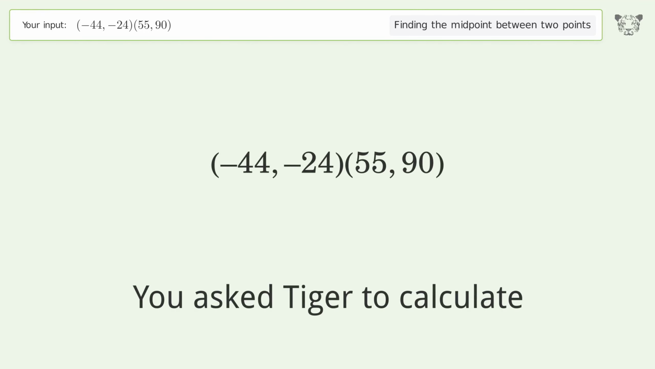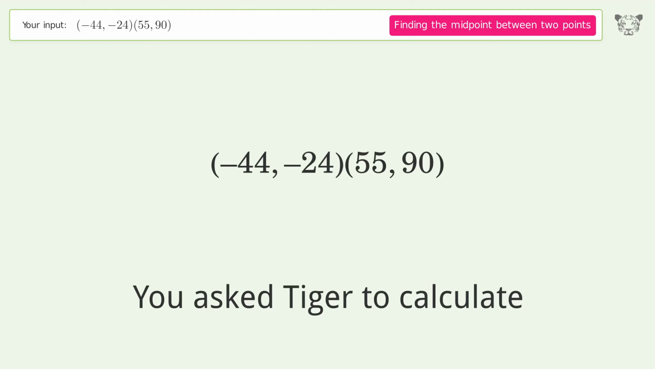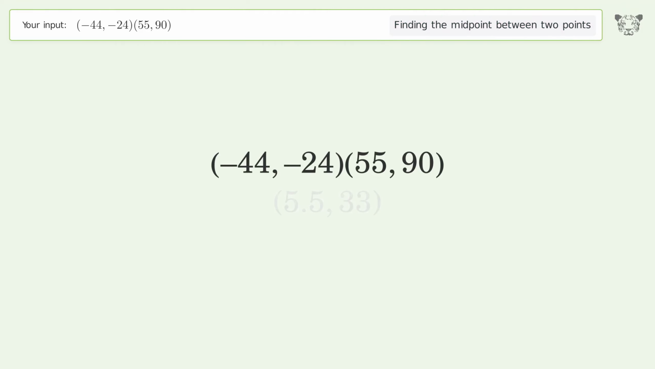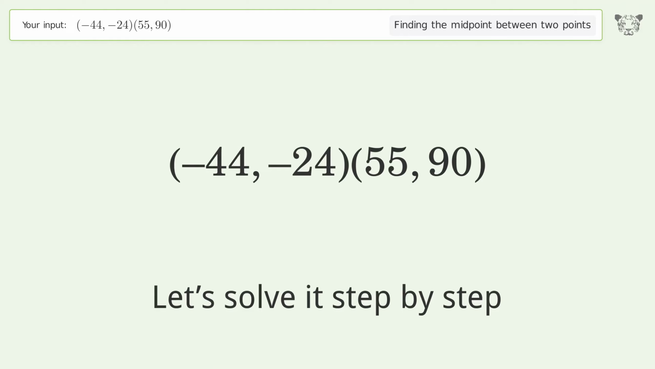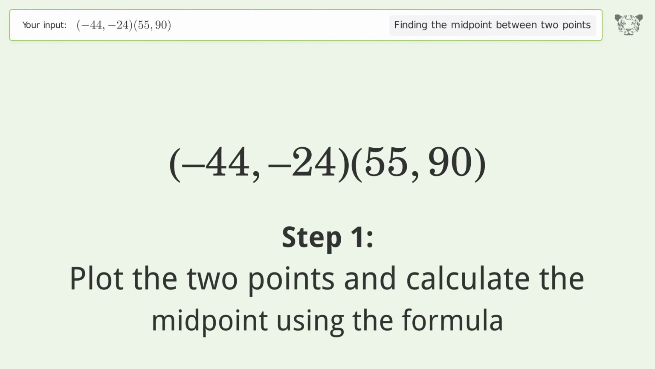You ask Tiger to calculate. This deals with finding the midpoint between 2 points. The midpoint between the 2 points is 5.533. Let's solve it step by step. Plot the 2 points and calculate the midpoint using the formula.